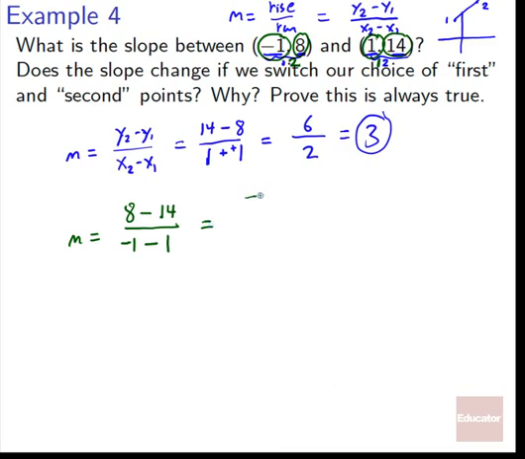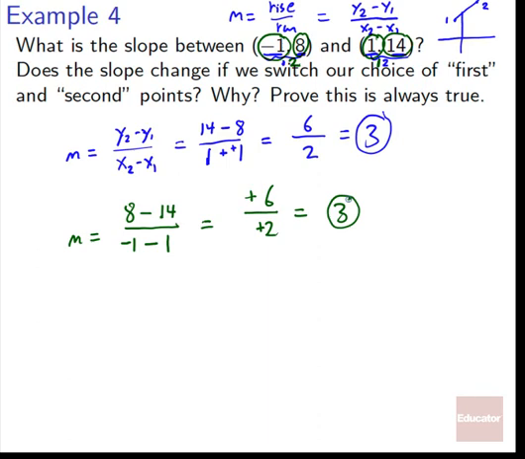8 minus 14, negative 6. Negative 1 minus 1, negative 2. Hey, will you look at that? These cancel and we get the exact same thing. So if we switch our first and second points, who we arbitrarily decided to make second and first, does it affect what the slope comes out to be? No, it doesn't. Why? Because the negatives, it introduces negatives on both the top and the bottom, they cancel out.